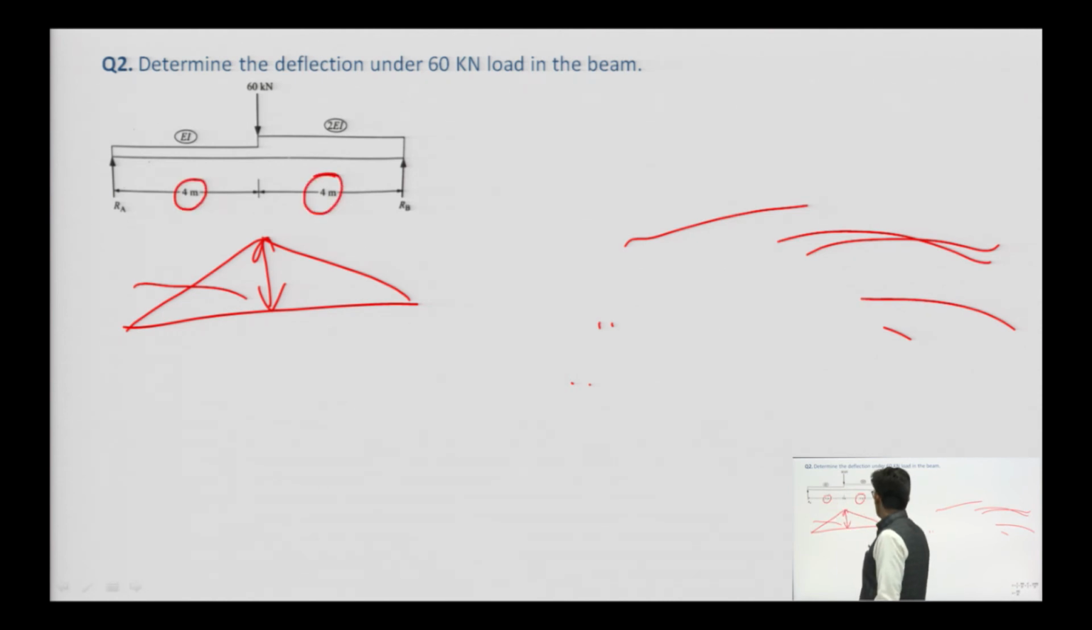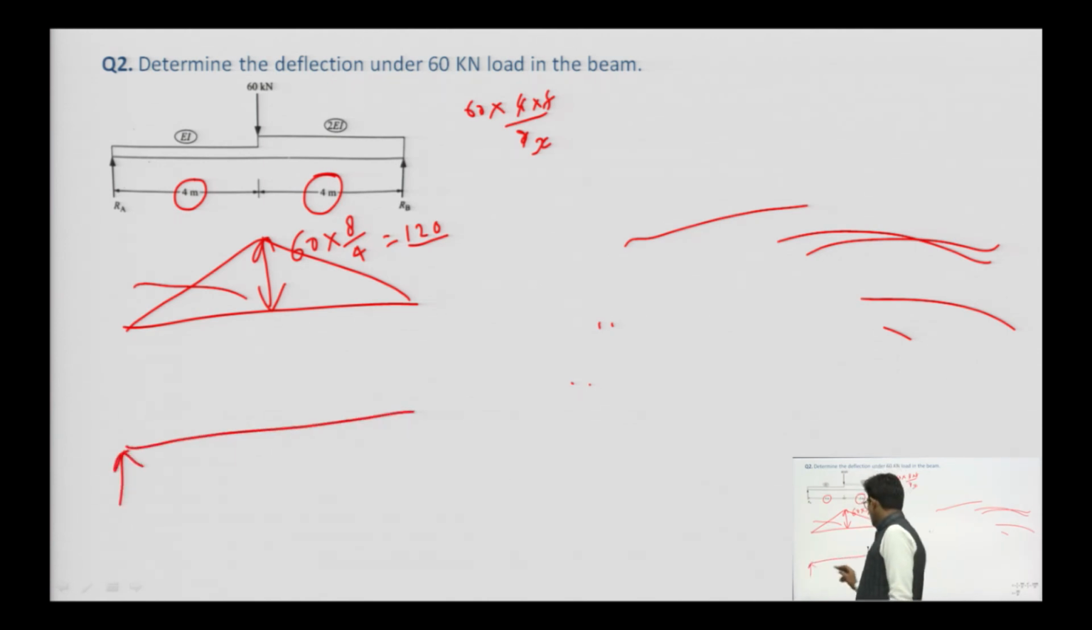Okay. W A B by L means W L by 4. So, 60 into L is 8 by 4. So, it is 120. It is 120. So, 60 into A B, 4 into 4 divided by 8, 4 to 2. It is 120. So, this is the BMD, the shape of the BMD.